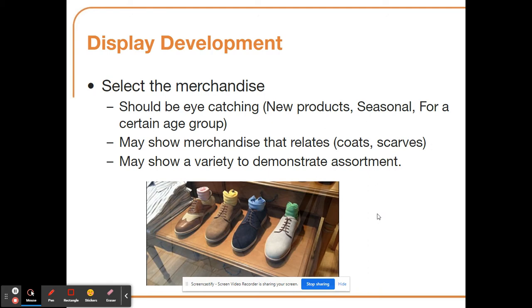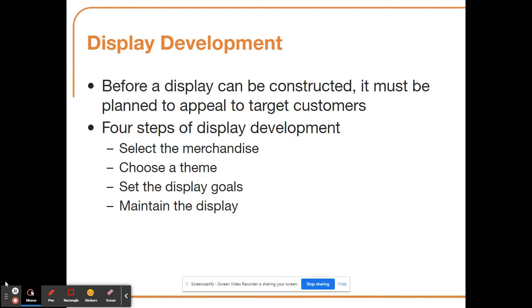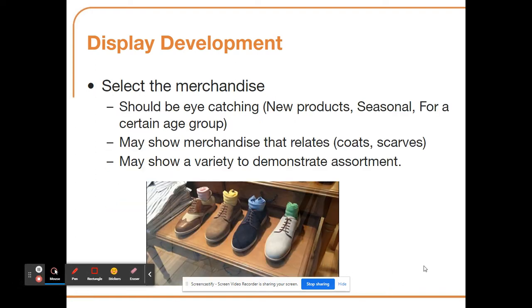These should be new products or products that reflect the season or products for a specific age group or your specific target market. You may also show merchandise that relates. So in the picture here, you can see that we have shoes, but they're also on display with different socks. Or you can see how the example here is if you're going to have your merchandise be coats, then scarves will accentuate that. So it's a good way to enhance your products.